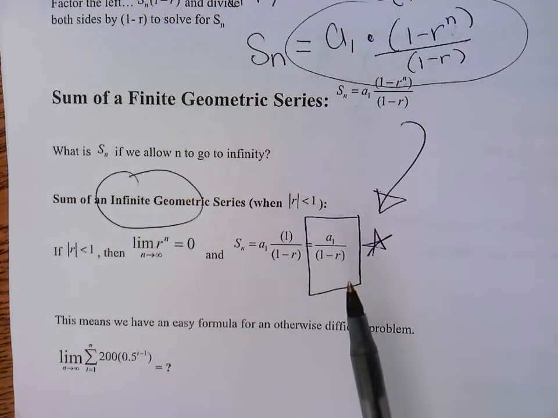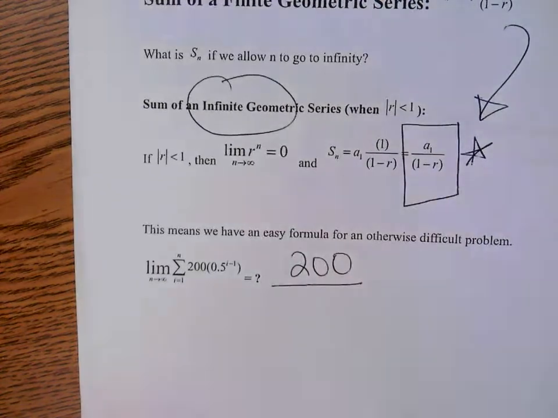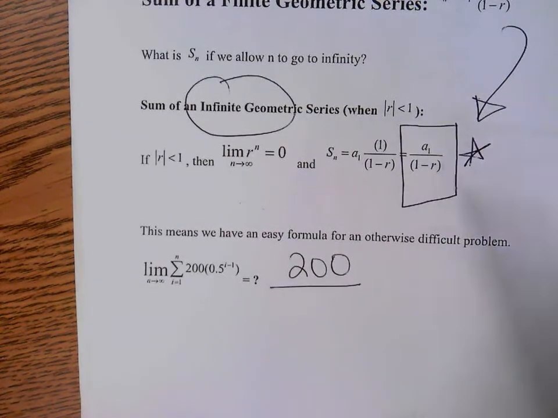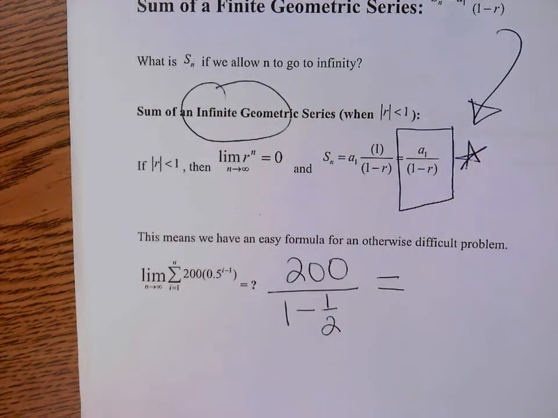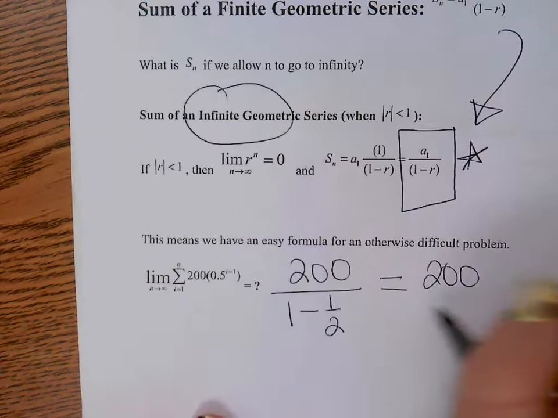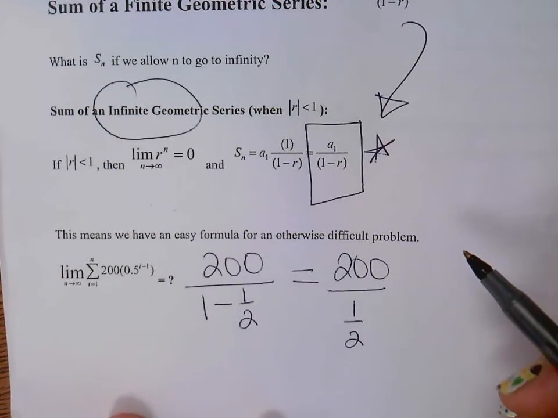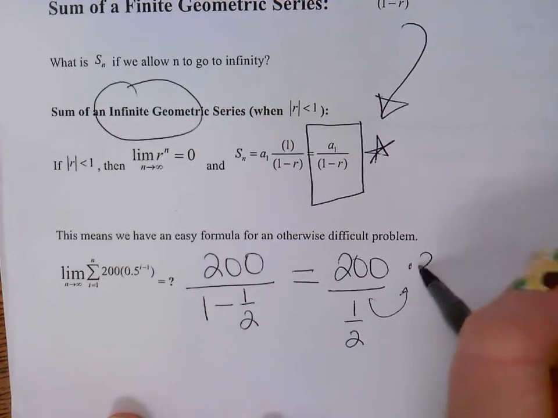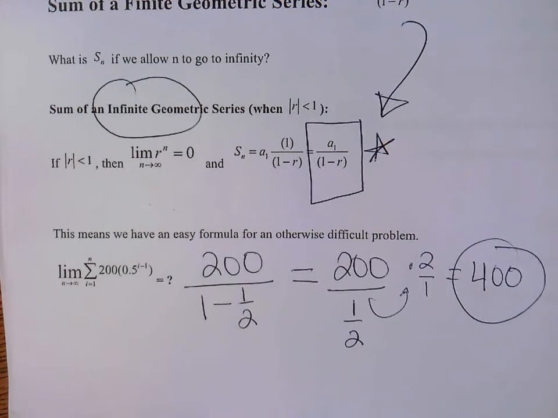So let's try it on the one that we did on the front page. What was a sub 1? A sub 1 was 200, right? Let's see if the formula works. If I take 200 and I divide by 1 minus the r value, which was 1/2, do I get the correct answer? Isn't that 200 divided by a half? When you divide by a fraction, you multiply by the reciprocal, right? 200 times 2 over 1 is 400. And that's what we thought it would converge to.